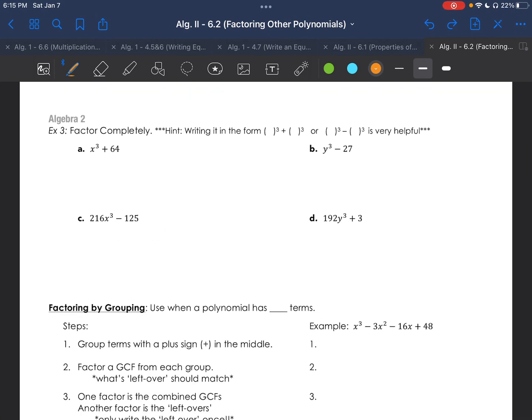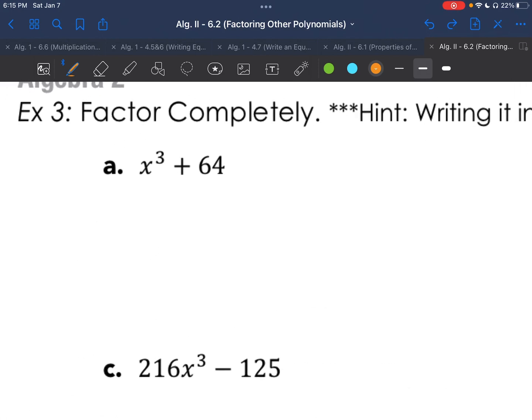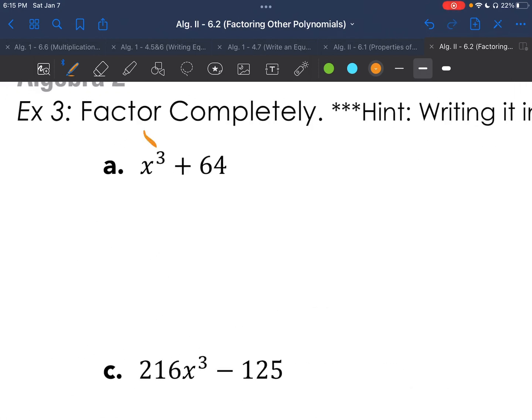Personally, I like writing it without the cubed, but if you prefer writing it with the cubed, you're more than welcome to. I encourage you to try any of these examples on your own by pausing the video and then continuing it on after you've tried it. So x times x times x is x cubed, and 4 times 4 times 4 is 64. So sum of two cubes, binomial, trinomial.